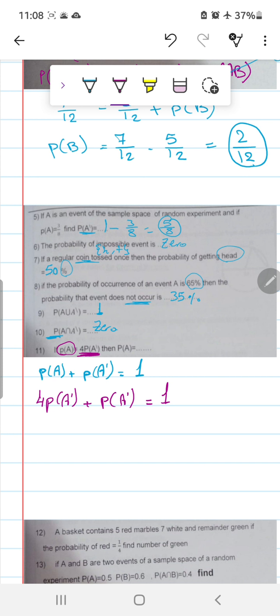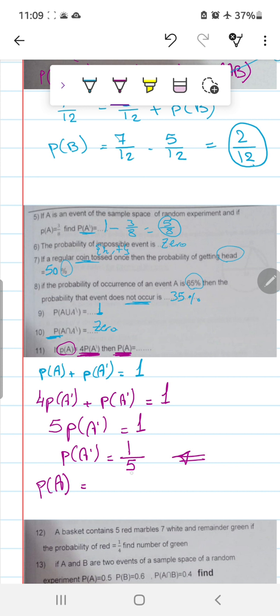It's an equation. 4x plus x equals what? Equals 5x. So 5 probability of A dash equals 1. We want to get probability of A dash, which equals 1 over 5. Remove 5 to the other side by dividing. But in the example, we want to get probability of A, so the probability of A equals 1 minus 1 over 5 equals 4 over 5. Why? Because we said before, probability of A plus probability of A dash equals 1. Okay?